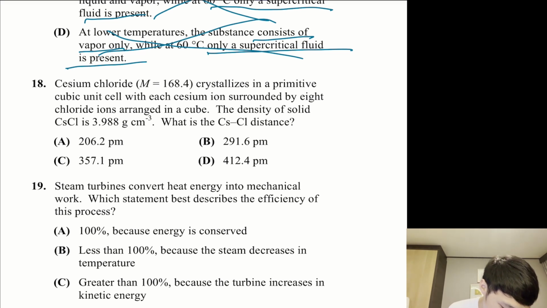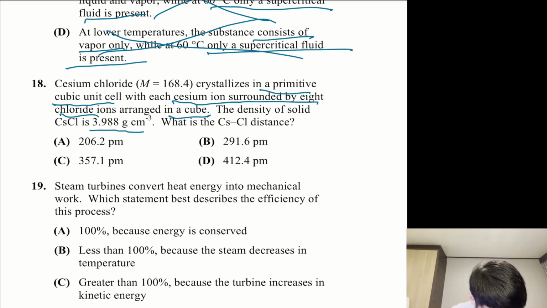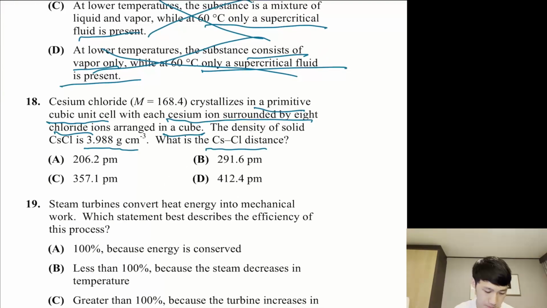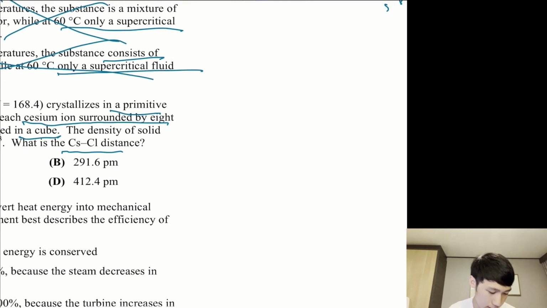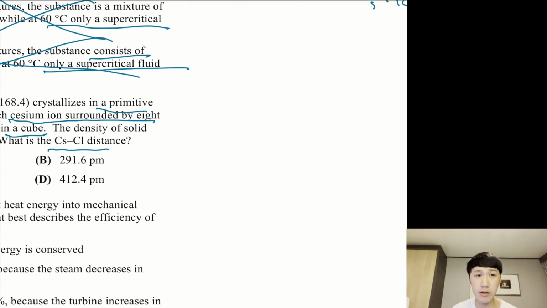Cesium chloride crystallizes in a primitive cubic unit cell, with each cesium ion surrounded by 8 chloride ions arranged in a cube. The density of the solid is 3.988 grams per centimeter cubed. What is the cesium chloride distance? So let's solve this problem. Let's just draw out what it looks like. I'm not a great drawer, so bear with me. So let's draw this cube.